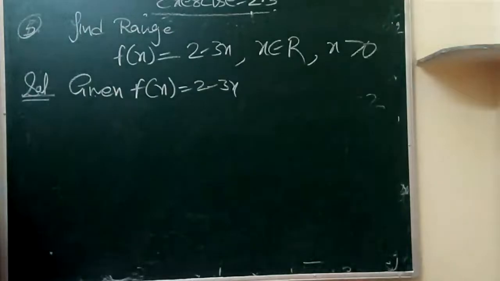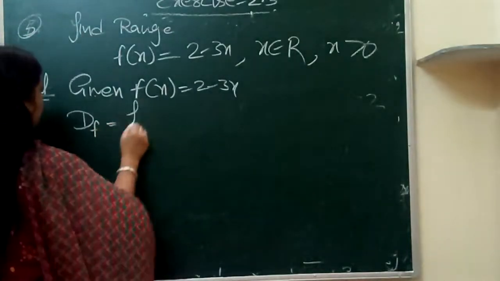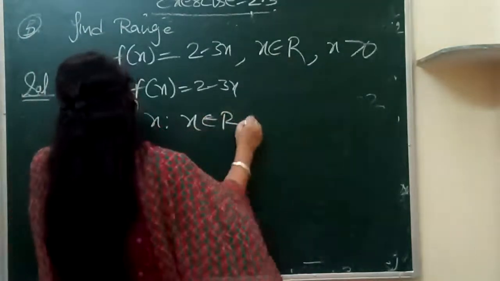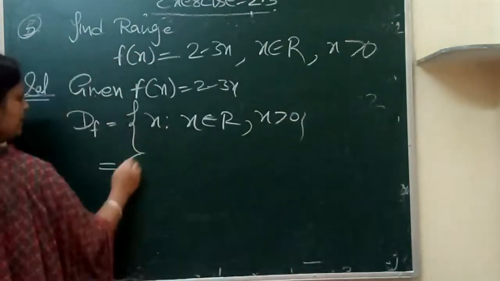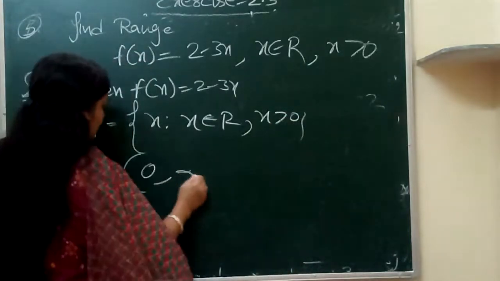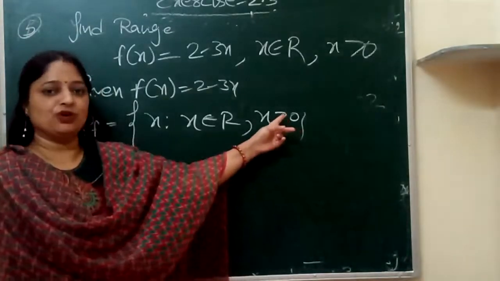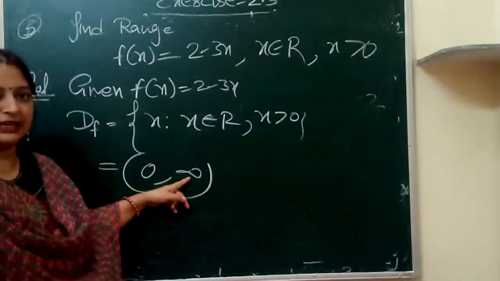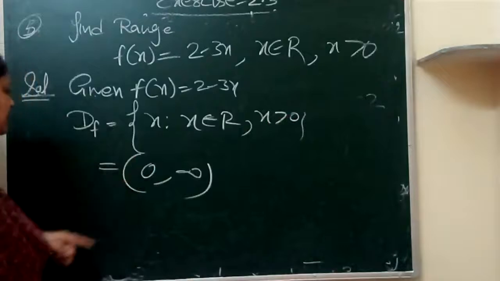Now the domain of f is x such that x belongs to R and x is greater than 0, then the domain of the function will come 0 to infinity, because x is greater than 0. So all the positive elements will come, up to infinity. So x greater than 0, so the domain will come 0 to infinity.